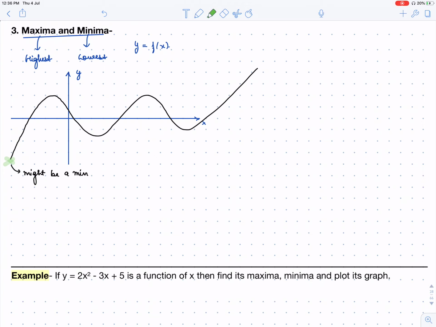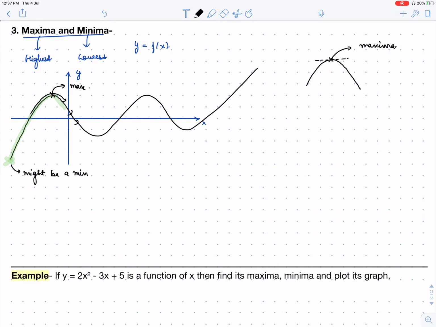Now the graph keeps on increasing and then takes a turn. Now when it takes a turn, after increasing it starts to decrease. If something first increases and then starts to decrease, then that point may possibly be a candidate for maxima. So this point over here may be a possible candidate for maxima.